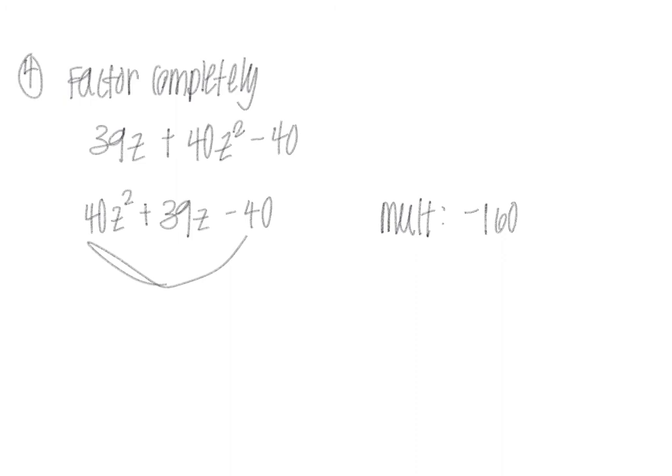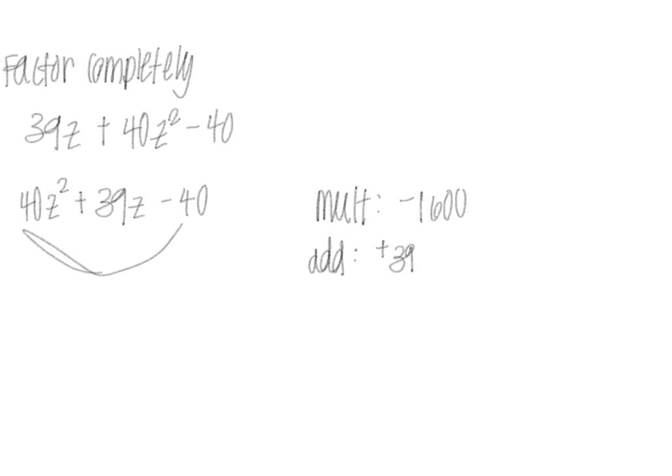Wait. It's not 160, it's 1600. I knew something was off. And we're adding to get positive 39. Since we're multiplying to get a negative 1600, our signs are different. Since we're adding to get a positive 39, our larger number will be positive, meaning the smaller one's negative.